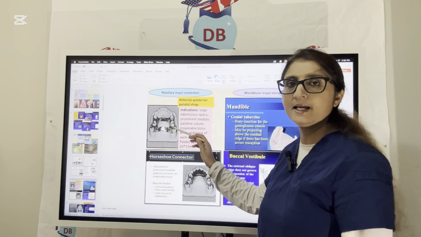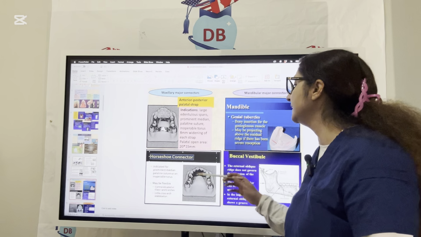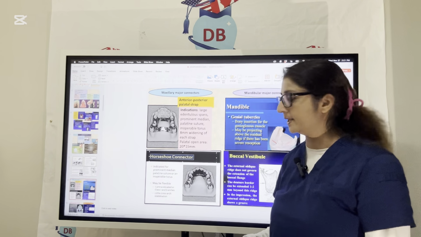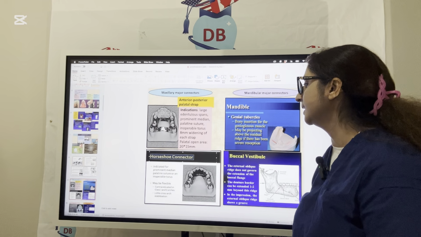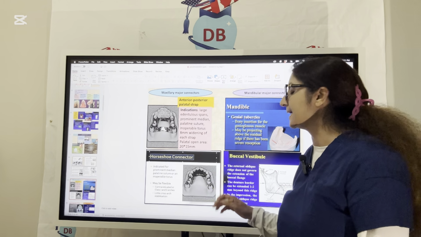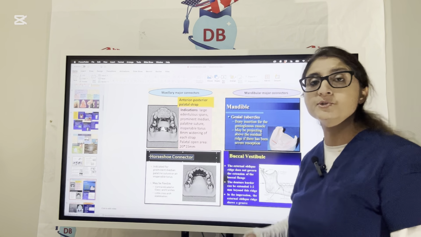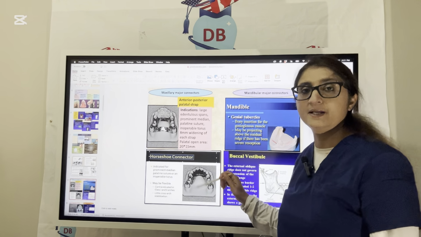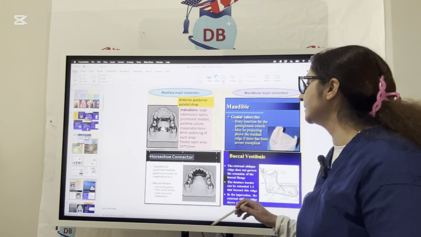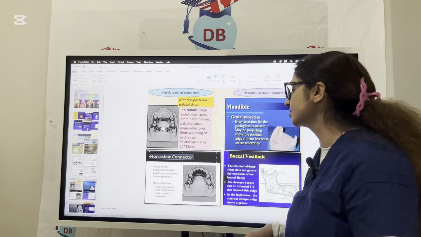For this design, there should be at least 3 mm clearance from the vibrating line. But if the torus is big enough not to give 3 mm clearance from the vibrating line, then you have to go for the horseshoe connector, in which you just have the design present anteriorly. This horseshoe design has the least strength and least rigidity. It is usually not a recommended design. It is only indicated when the torus is pretty big and inoperable, or there is a very prominent median palatine suture.